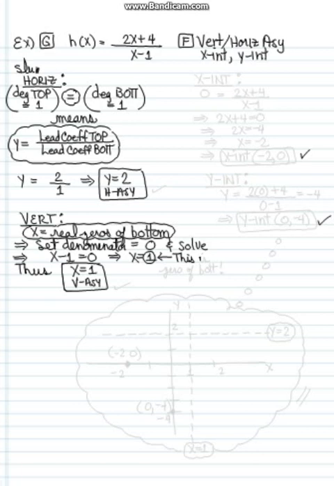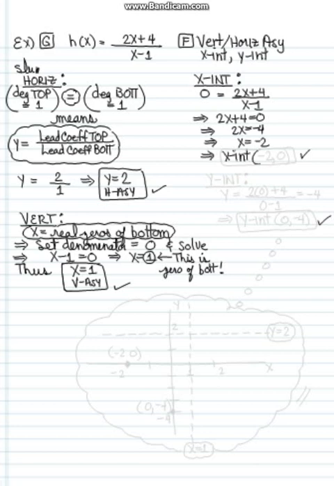All right. Now we're going to look for the x-intercept. We find that by setting y equal to 0 and solving for x. So 0 equals 2x plus 4 over x minus 1. Let's get rid of fractions by multiplying both sides by the LCD. And we get 2x plus 4 equals 0. So 2x equals negative 4 and x equals negative 2. Our x-intercept is the ordered pair x, y equals negative 2, 0.